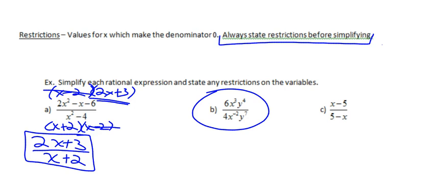So the moral of the story is, with addition and subtraction, you can't cancel out just one of the items. Like in this first example I did, only x minus 2 can cancel with an x minus 2. I can't cancel out the individual x's.